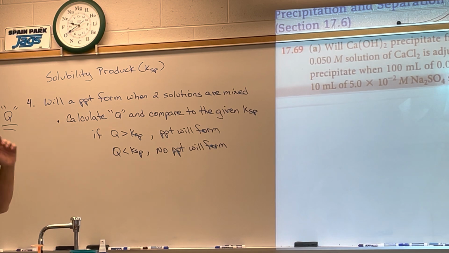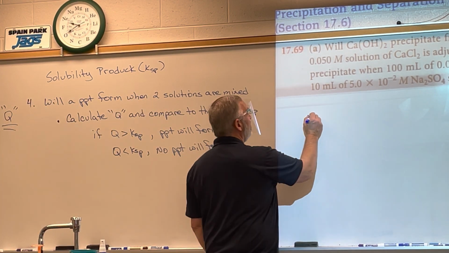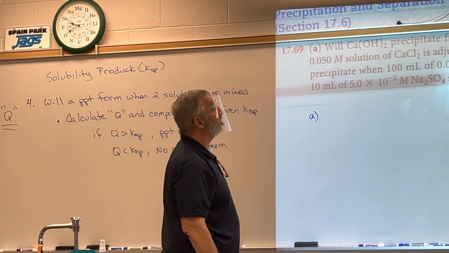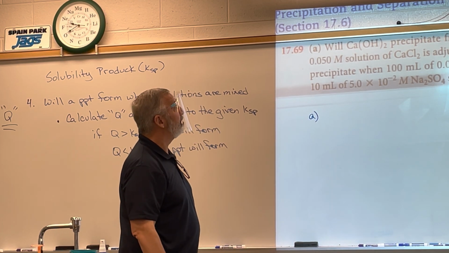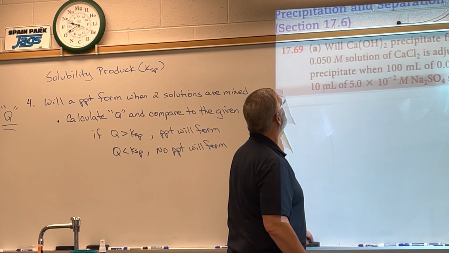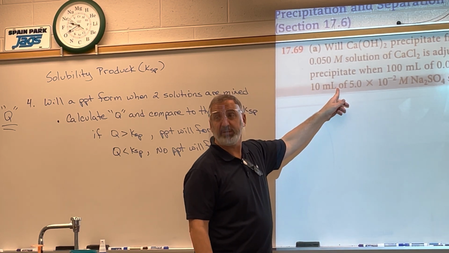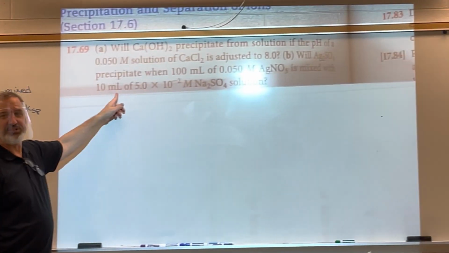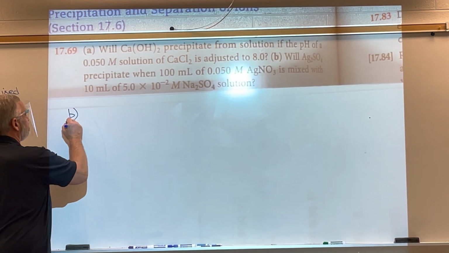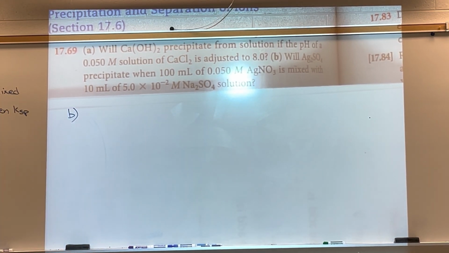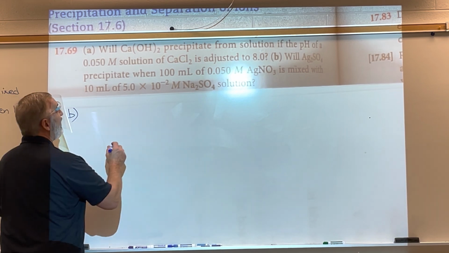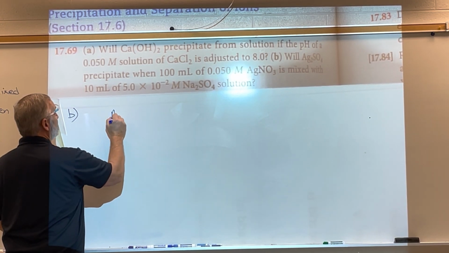All right? So we're going to calculate Q. Will calcium hydroxide precipitate from a, we're going to do B. This is chapter 17, chapter 16 talks all about pH, so we don't know how to do that one yet. But we can do B. Will silver sulfate precipitate when 100 milliliters of 0.05 molar silver nitrate is mixed with 10 milliliters of 5 times 10 to the minus 2 molar sodium sulfate?